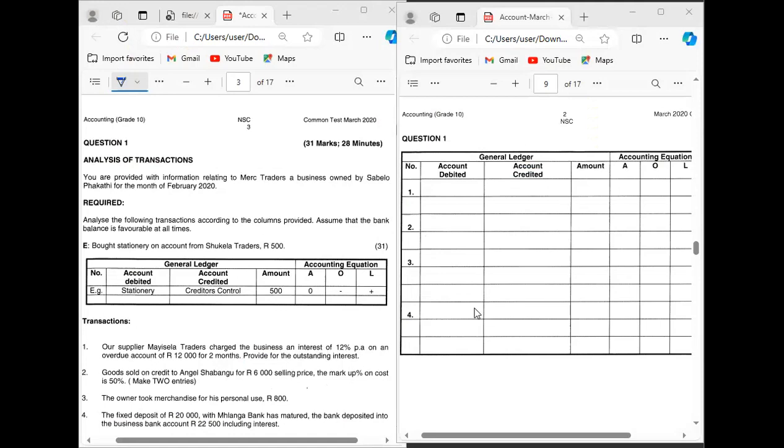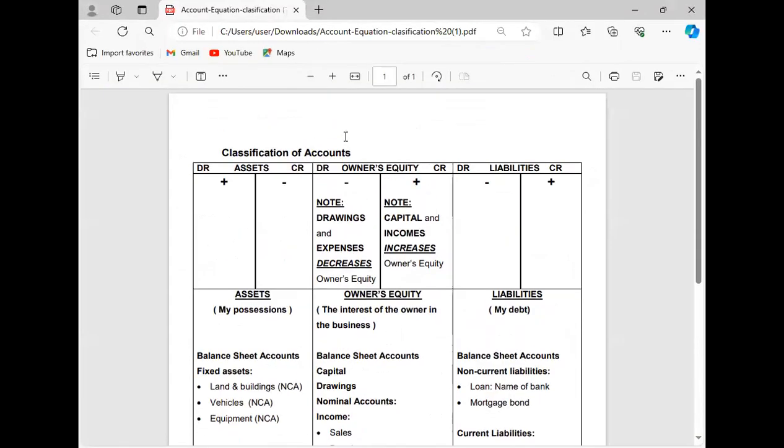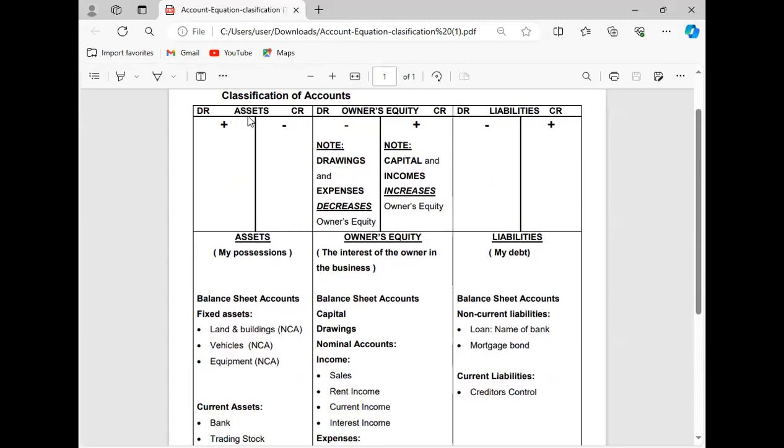So guys, today I have another banger for you. We have analysis of transactions, which we know as the accounting equation. What we are going to take a look at is the accounting equation, and first we need to know what it is. The accounting equation is nothing else but assets are equal to our owner's equity plus liabilities.